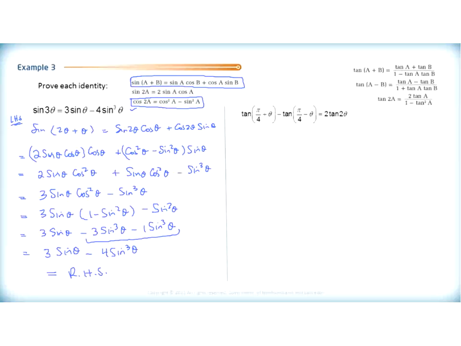Okay, you can see that this is the tan of a plus b and the tan of a minus b. So I need to use these two first. Let's do that. Using this one up here first, a is pi over 4, b is theta. So I've got the tan of pi over 4 plus tan theta divided by 1 minus tan pi over 4 times tan theta. Again, I'm just going to work with the left side for now, okay? Let's just work with the left side and see if we can eventually get it equal to the right side.